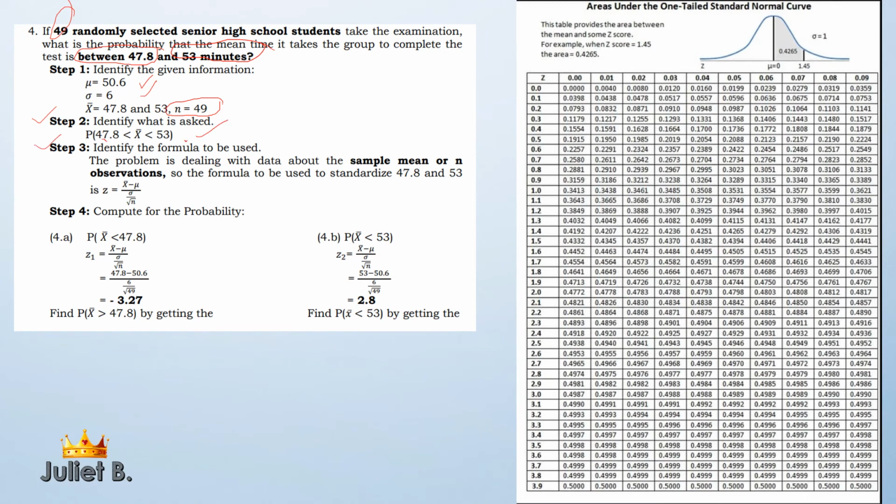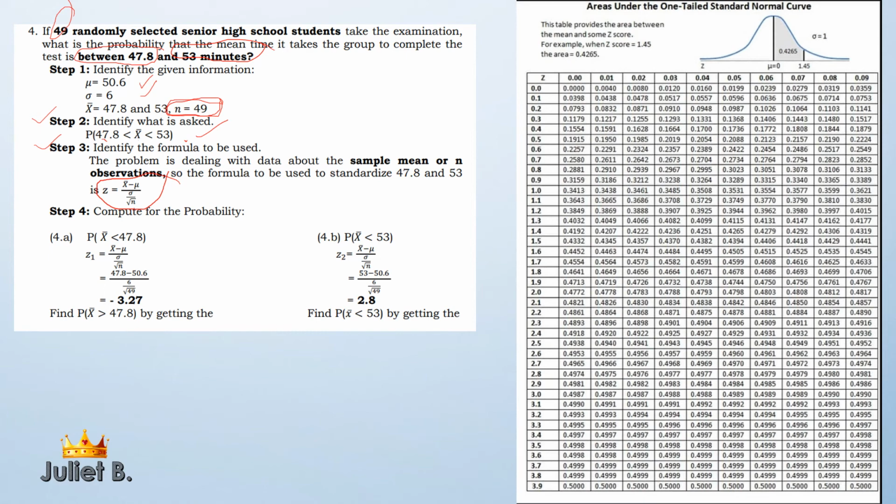Step 3, let us identify the formula to be used. Again, the problem is dealing with data about the sample mean or n observations. So we have an n, we have a given sample size. Therefore, the formula to be used to standardize 47.8 and 53 is z equals the sample mean minus the population mean, divided by the standard deviation over the square root of the sample size. So we will use that.